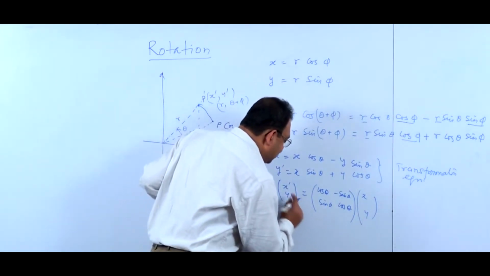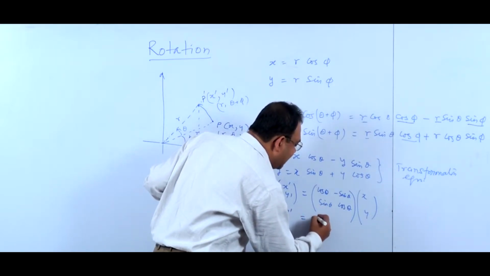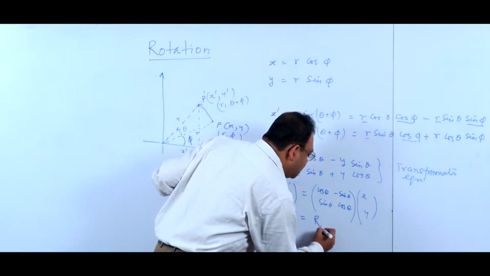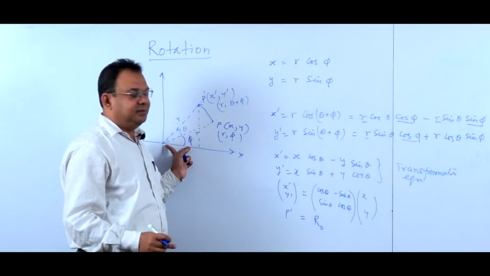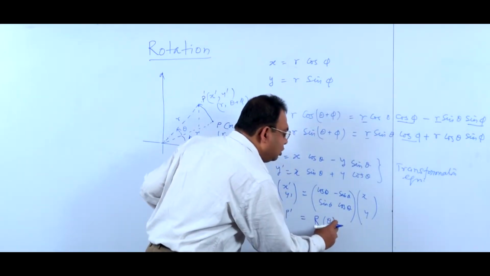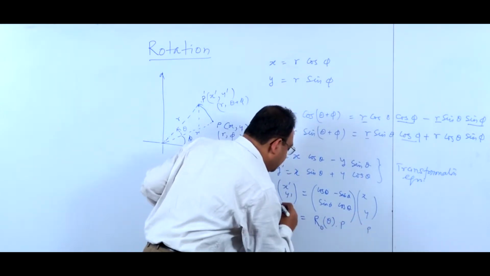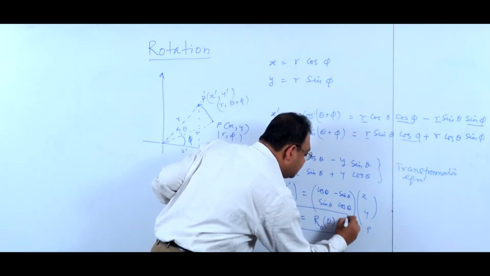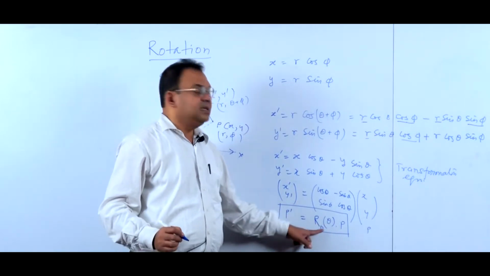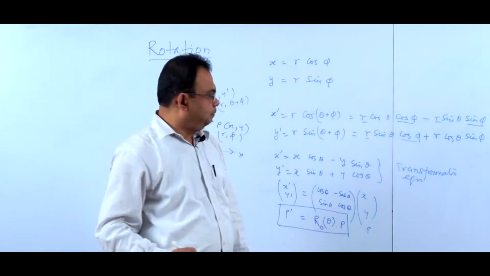So on the left hand side, this is P dash, which is equal to some operator. We are calling this operator the rotation operator R, with respect to the origin, because the origin is the center of rotation, through an angle theta. This is multiplied on the object point P, operated on P. So we can write these transformation equations in terms of matrix operations as a single matrix equation: P dash is equal to R0 theta operated on P.